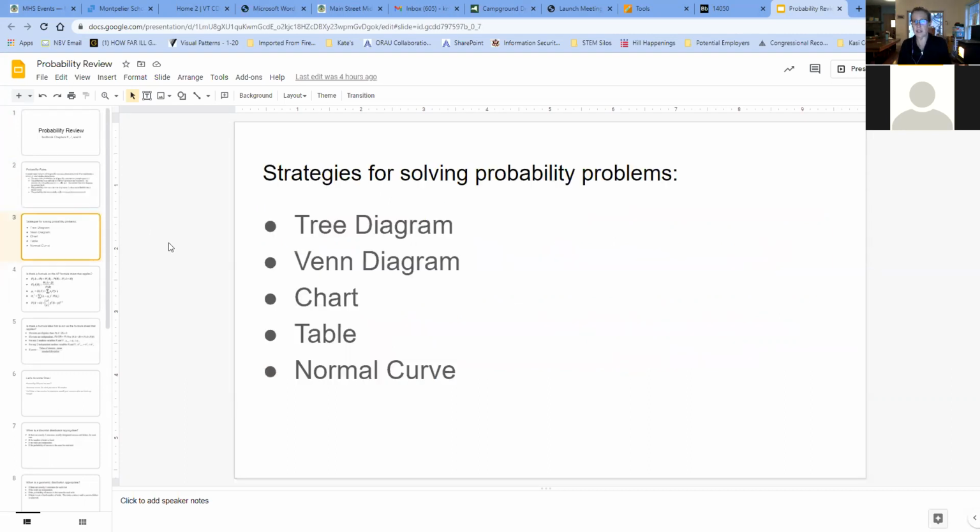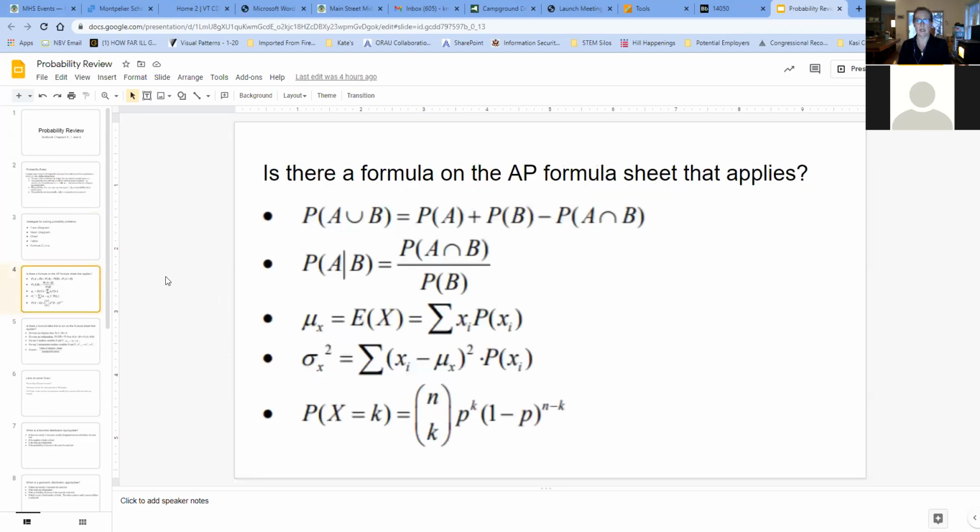Okay. Strategies for solving probability problems: tree diagrams, Venn diagrams, charts, tables, and also that normal curve helps us find probabilities often too, if we know that the distribution of scores or values or whatever are normal. We can use the normal curve to help us along. All right. Is there a formula on the AP formula sheet that applies? These are the formulas that you will find on your laminated card.